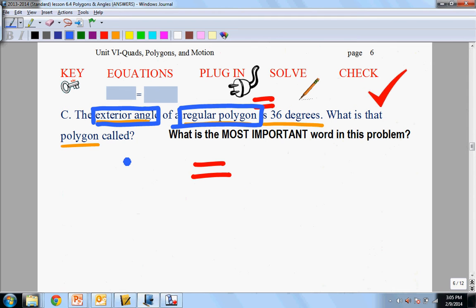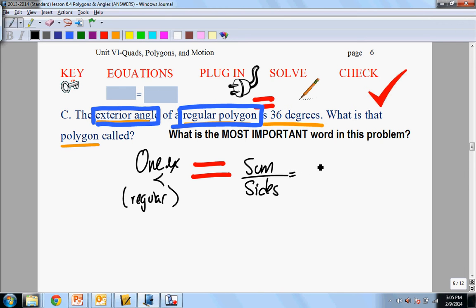So using this, we're going to write the sum of the exterior, no, not the sum, we want one exterior angle. One exterior angle, and that's only for regular shapes. So I'm going to put regular there, equals sum over sides, which in this case is 360 over n. So we are told that 360 over n in this case is 36 degrees.